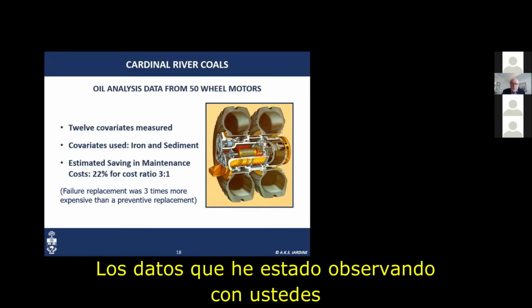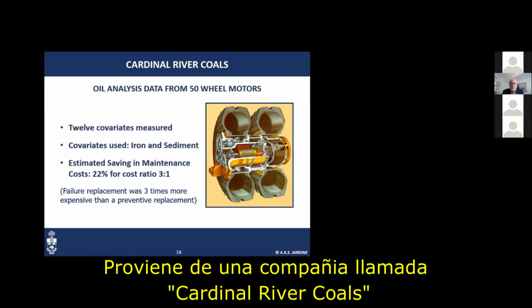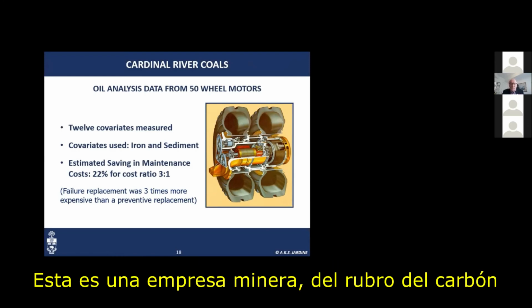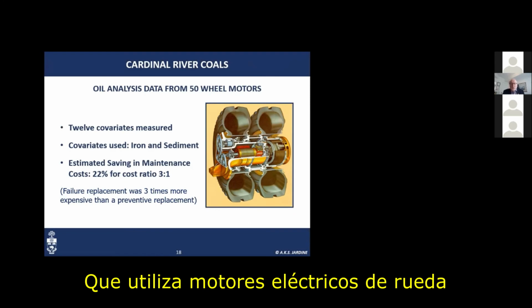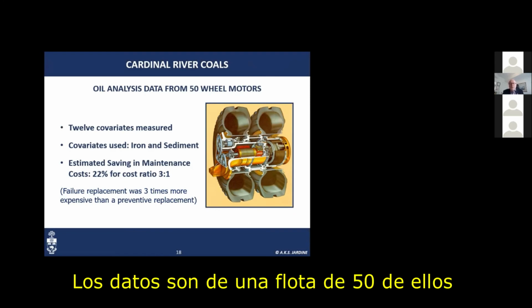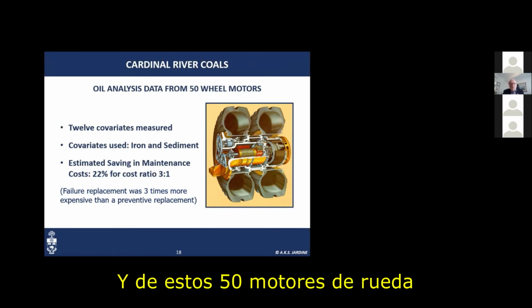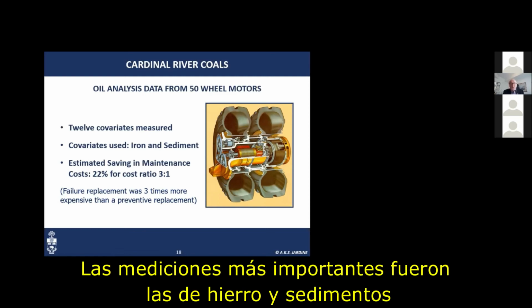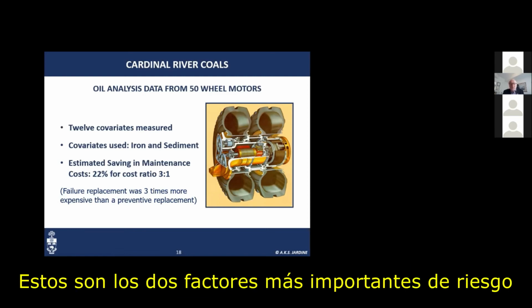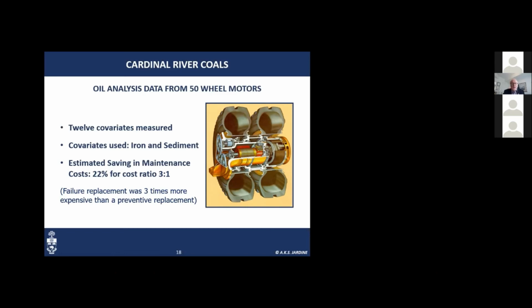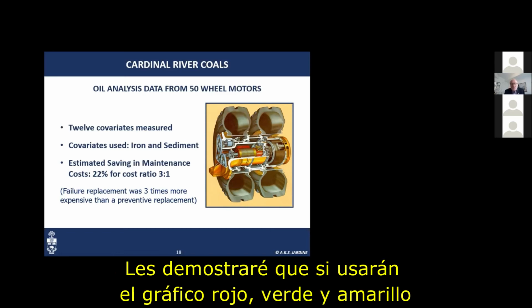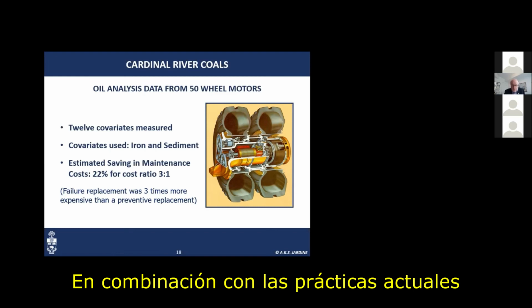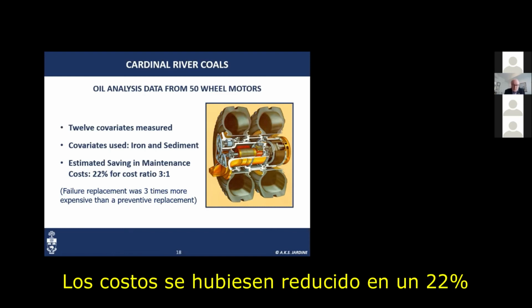So that data I've been looking at with you came from a company called Cardinal River Coals. It was a mining company, a coal mining company. It dealt with electric wheel motors. We had data from a fleet size of 50 of them. And of these 50 wheel motors, there are 12 measurements they were taking. But the important measurements were the measurement of iron and sediment. So these were the two key risk factors. And we were able to demonstrate that if they used this red, green, yellow chart, compared to present practices, costs would have been reduced by 22%.